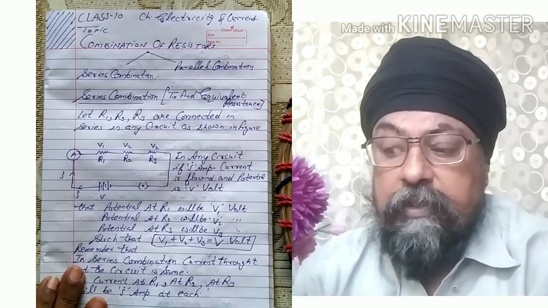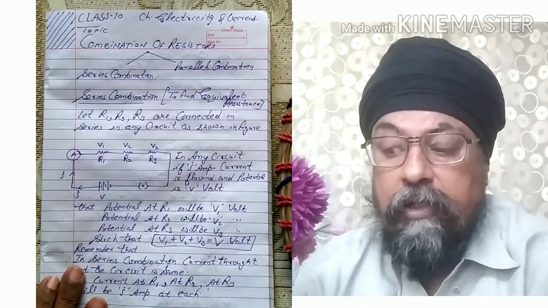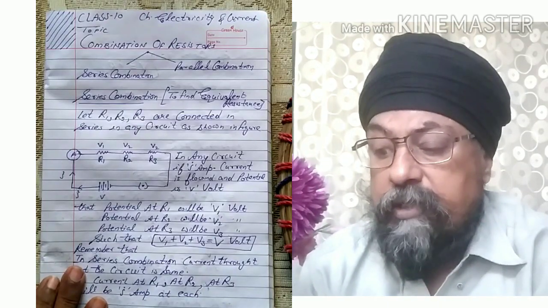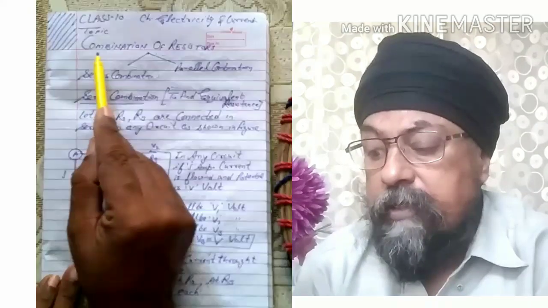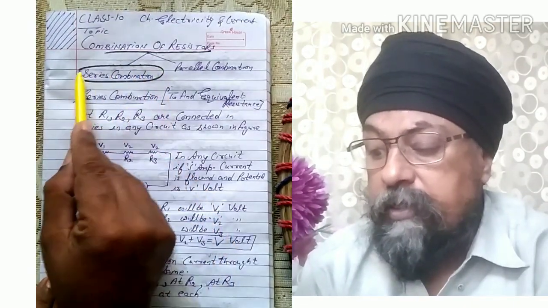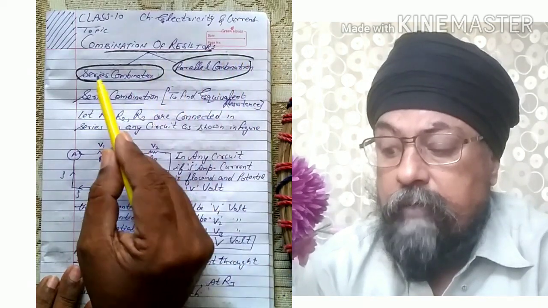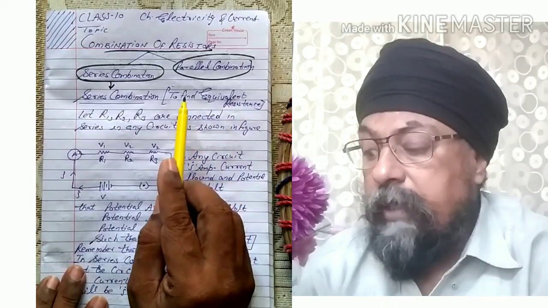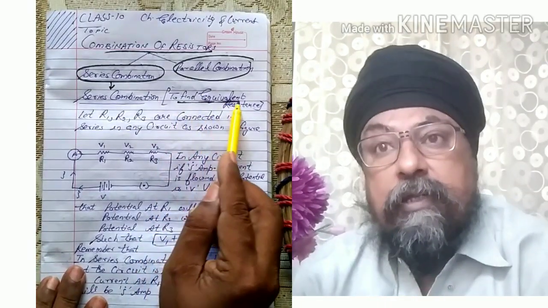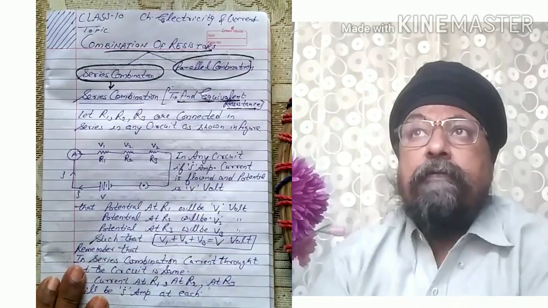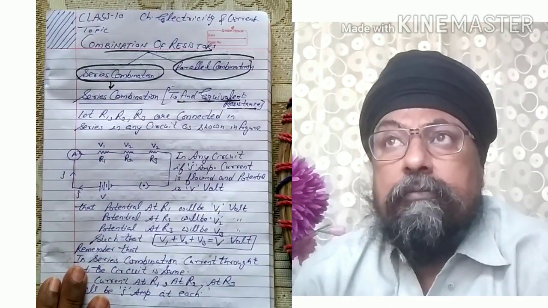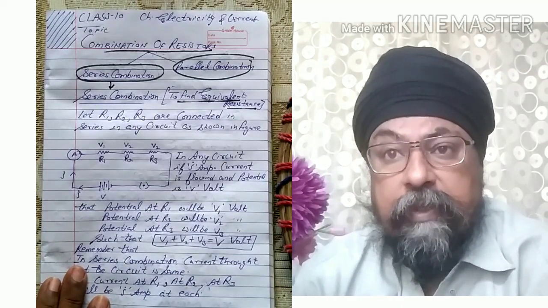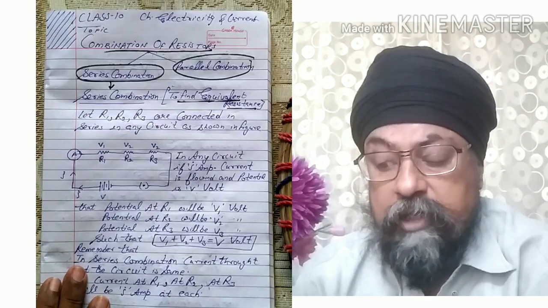Today I am going to explain the physics chapter Electricity and Current, and the topic is combination of resistors. There are two types of combination of resistors: one is the series combination and the second is the parallel combination. In today's video we focus only on the series combination, to find its equivalent resistance. Whenever we connect a number of resistances end to end in chain form, that is called a series combination.